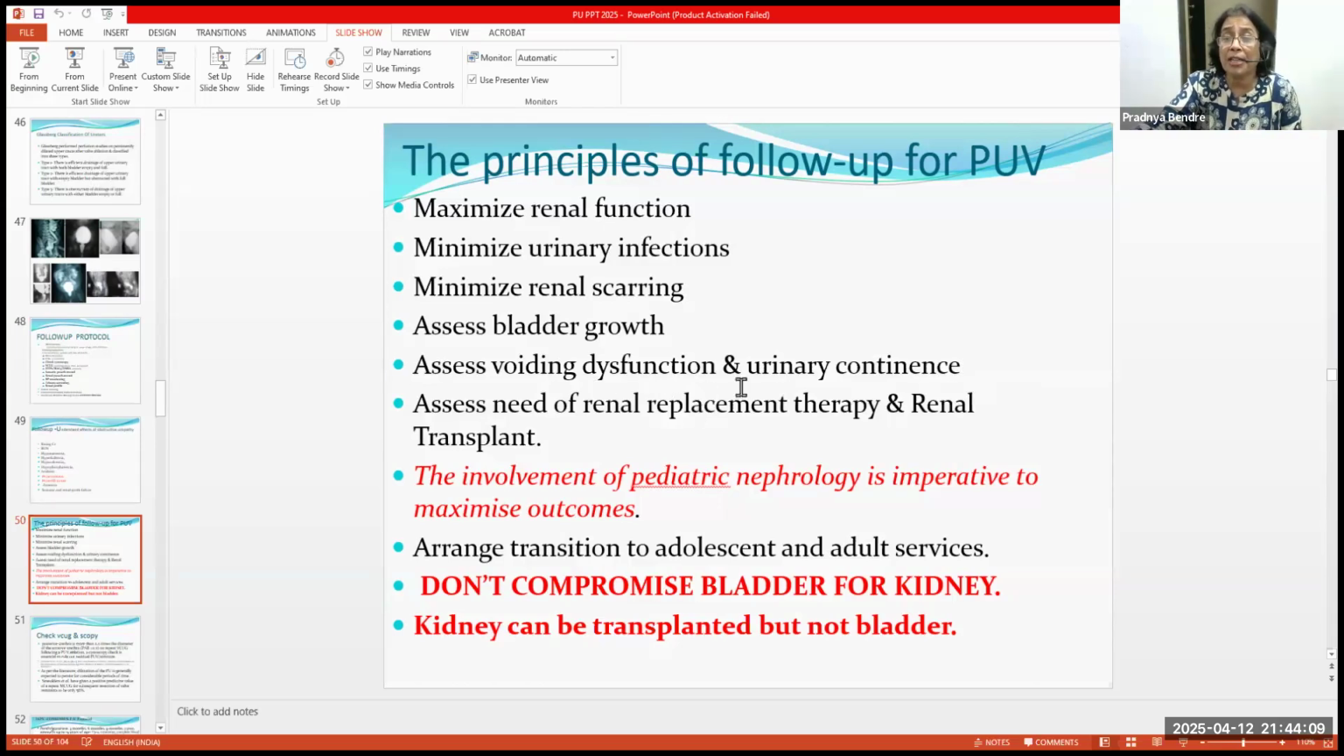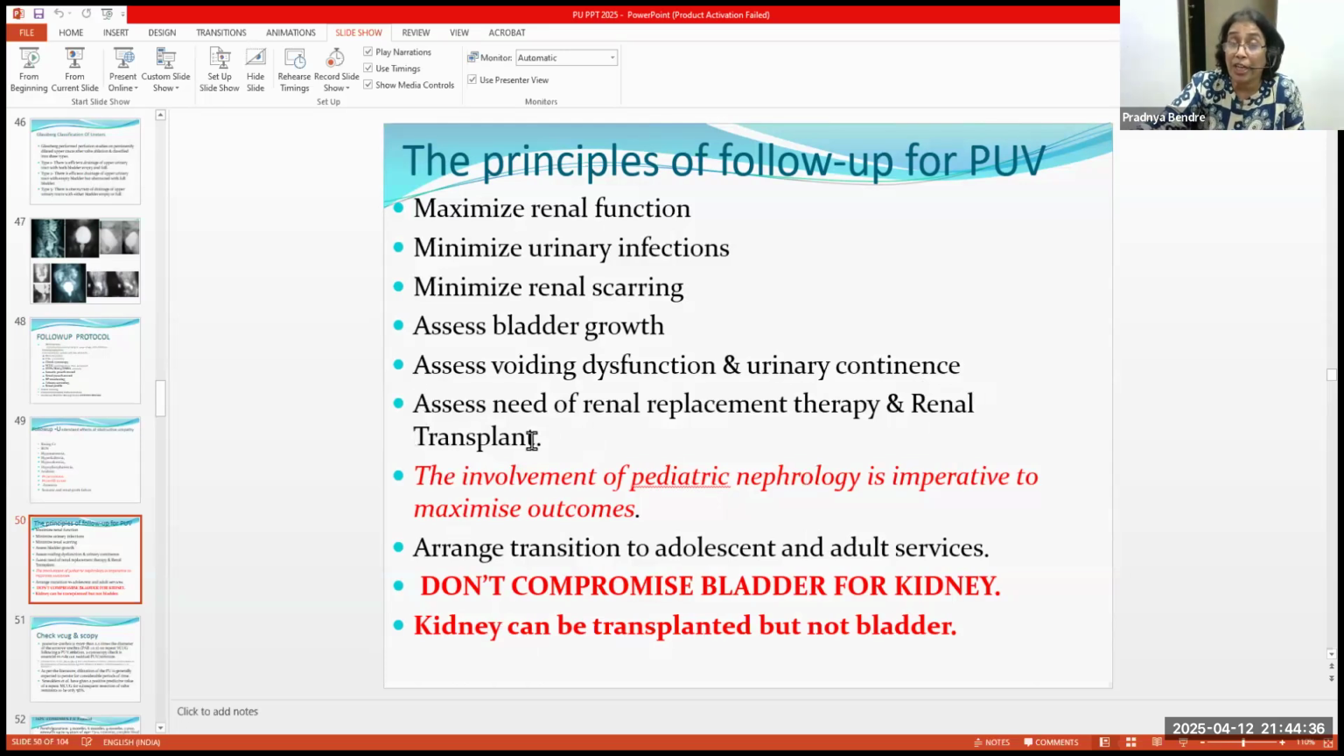an initially improving child can suddenly start showing deterioration. And when the child starts deteriorating, we must find out if there is any voiding dysfunction setting in, or any stricture or infravesical obstruction that is again setting in. And then we need to find out what is the need for renal replacement therapy for these patients, and are they going close to renal transplant.